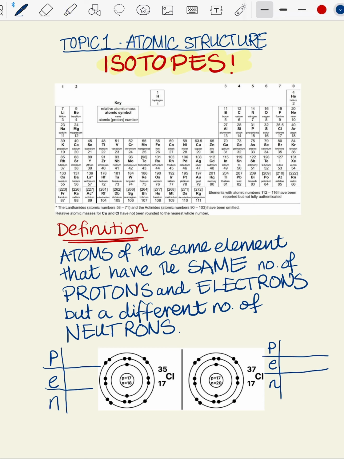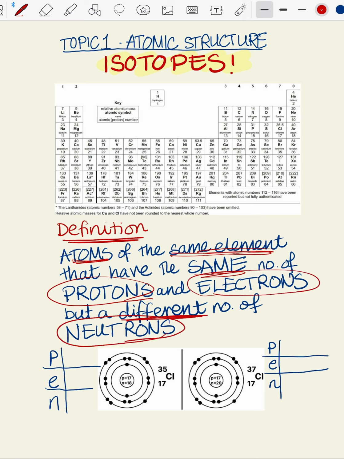Firstly, you do need to know and learn the definition of isotopes. So isotopes are essentially atoms of the same element and they have the same number of protons and electrons. However, where they differ is with the number of neutrons. So two atoms of the same element, for example chlorine 35 and chlorine 37, are going to have the same number of protons and electrons but a different number of neutrons.